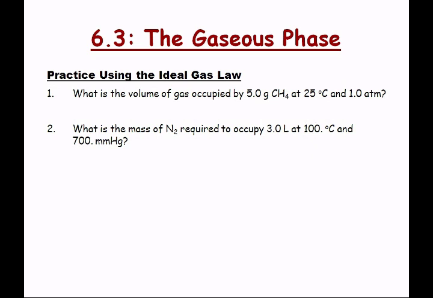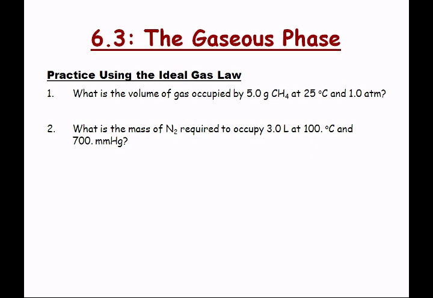Okay, so P, in number one, what's pressure? 1.0 atm. How'd you know that? Because it says atm, right? That's pressure. What about V? That's what we're looking for, V, okay? So we have to use the ideal gas law to figure that out.